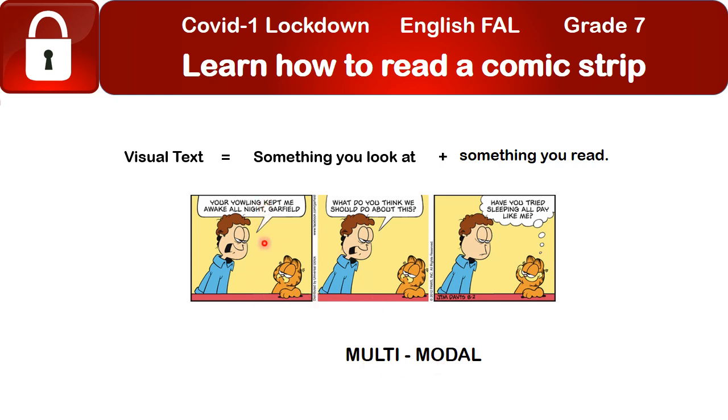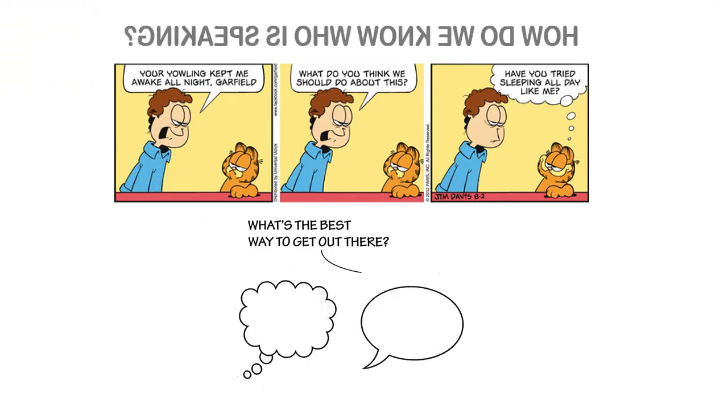Multiple meaning more than one, aspects, parts. In other words, there are pictures as well as words. In other words, there are two aspects in this comic strip.